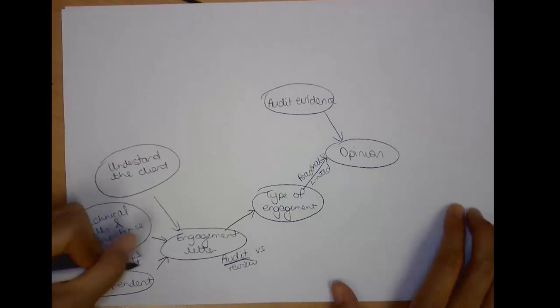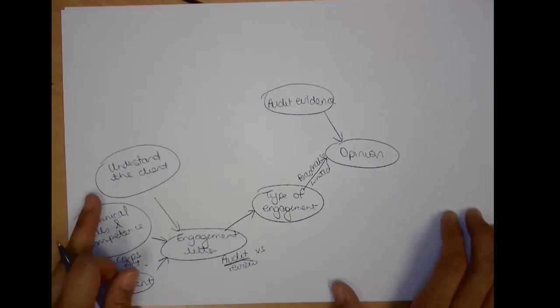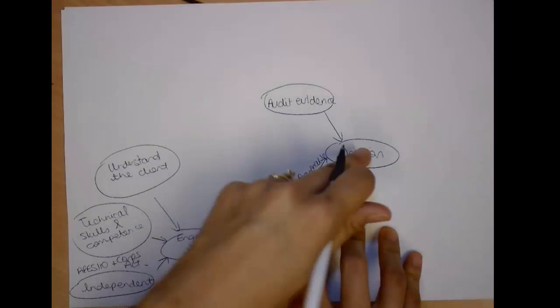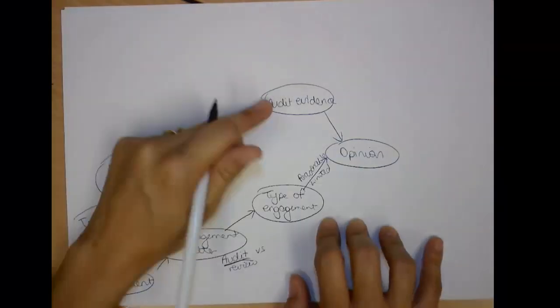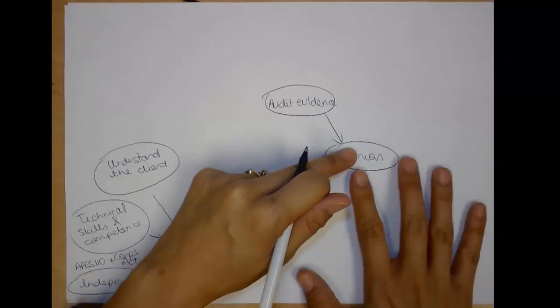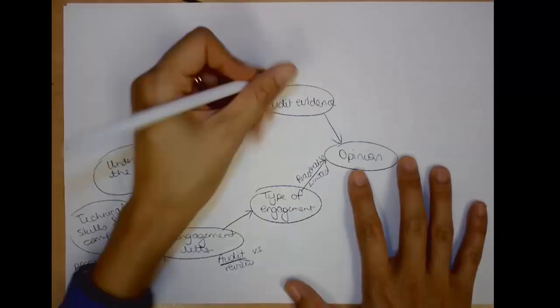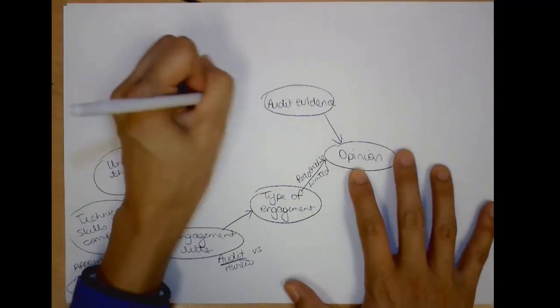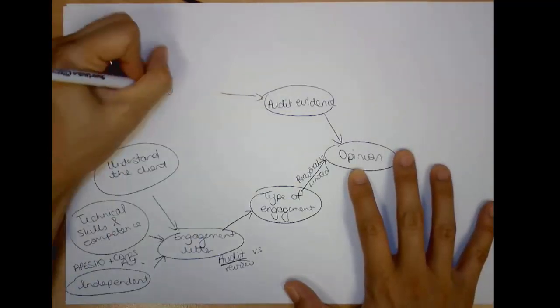Okay, so we need to understand the client to be able to figure out the type of engagement so that I can give the right audit opinion. I also have to provide audit evidence to give that opinion. Now, to be able to generate audit evidence, I need to use audit procedures. So audit evidence comes from audit procedures.